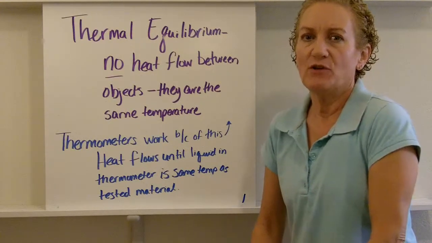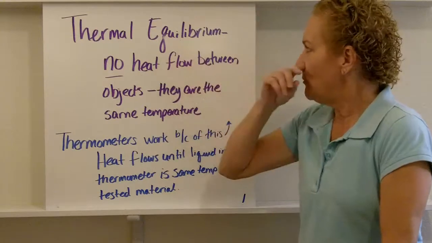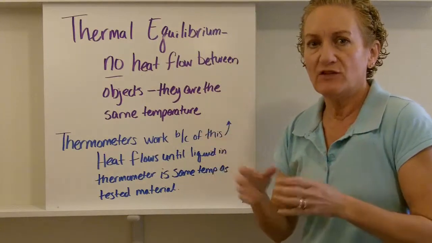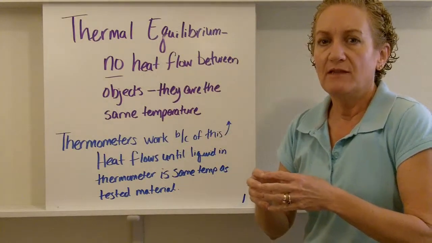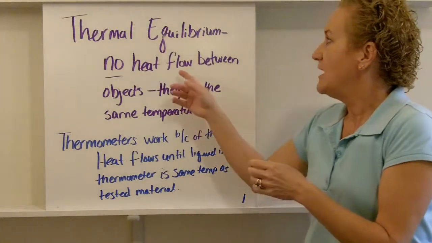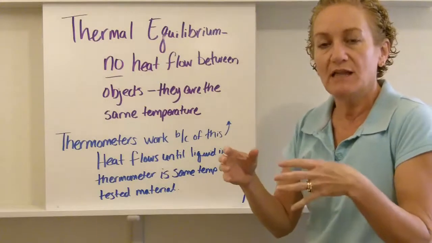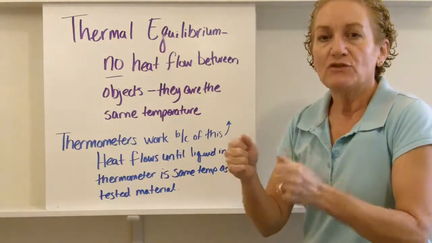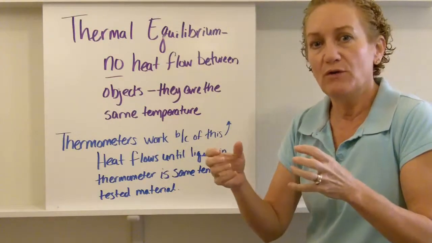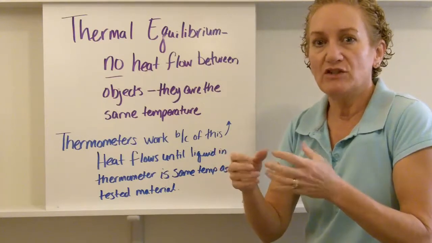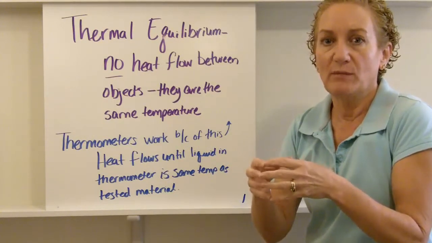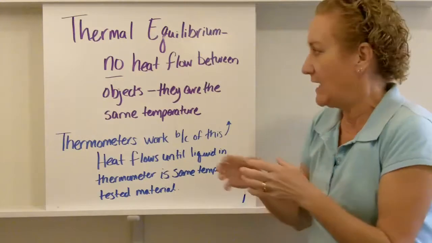Today's video is about thermal equilibrium. Thermal equilibrium is a big physics way of saying that things are even, temperature-wise. There's no heat flow between objects when they're in thermal equilibrium, and that's because they're the same temperature. So there's the same amount of disorder in both objects, and so there's no heat flow. It's thermal equilibrium. It's the same temperature. Big way of saying that.